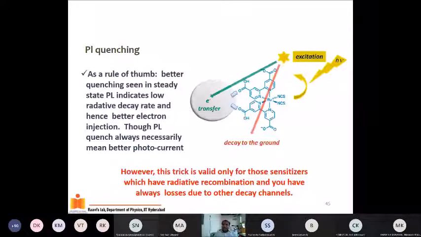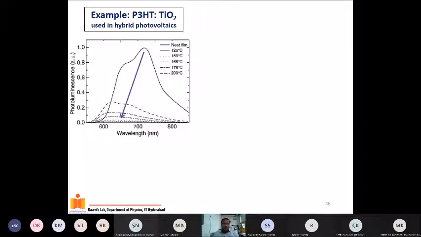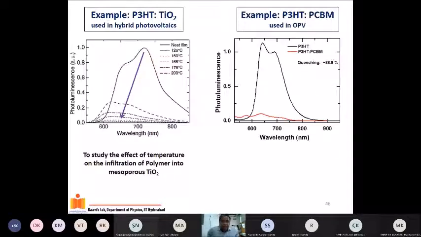Injection doesn't lead to better photocurrent by itself, because photocurrent also relies on the charge transport characteristics, the conductivity of your materials, and the mobility of your charge carriers in your device or your absorber. However, this trick is valid only for those systems which have radiative recombination, and you always have losses due to other decay channels. So take it with a pinch of salt. If you do the experiment and see some quenching, be happy, move forward. Okay, so this is the point which I'm talking about.